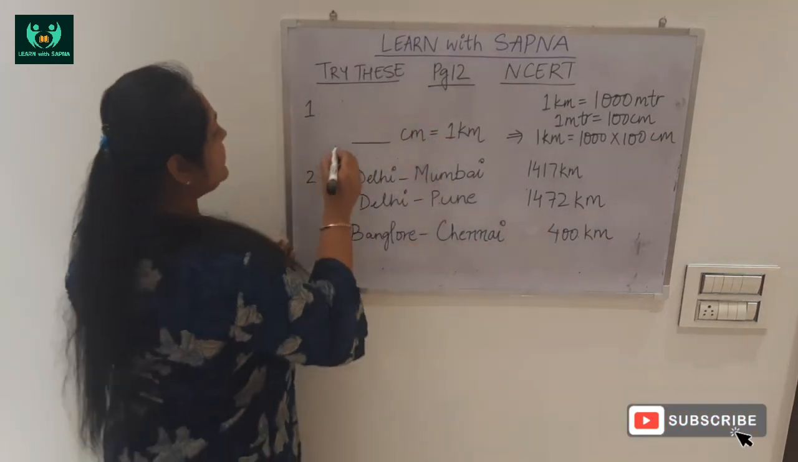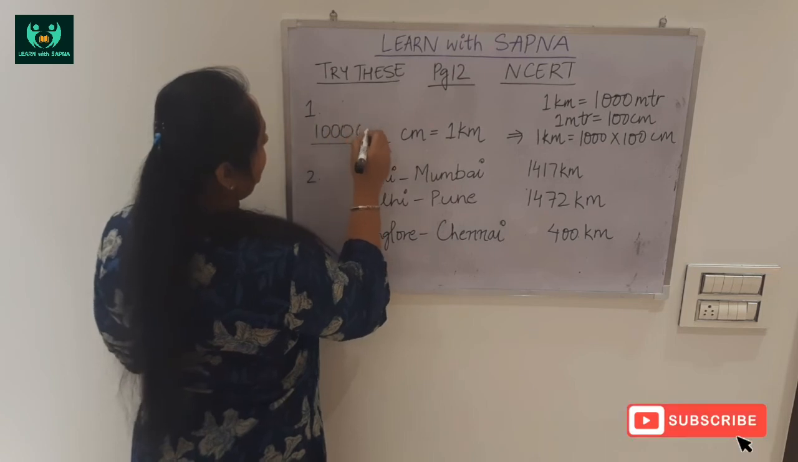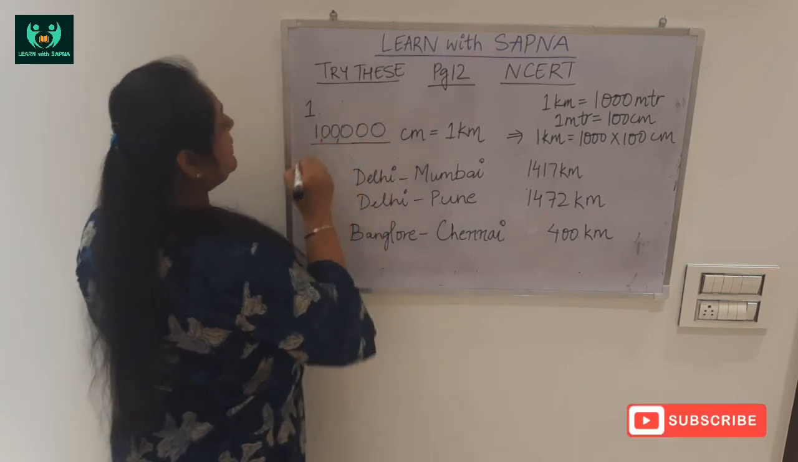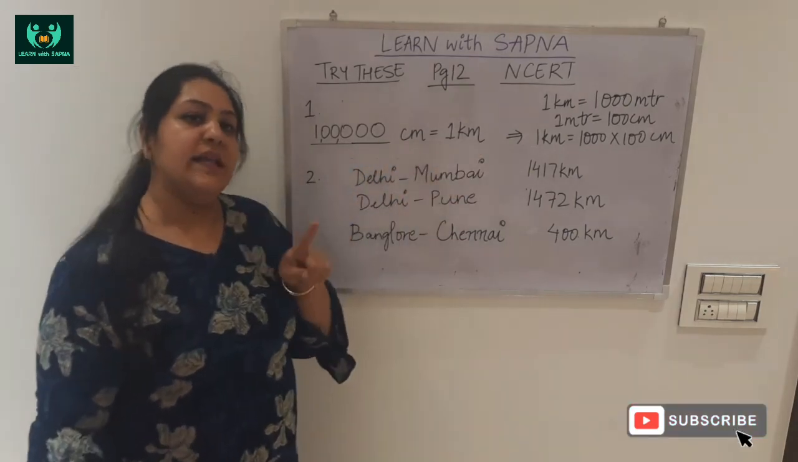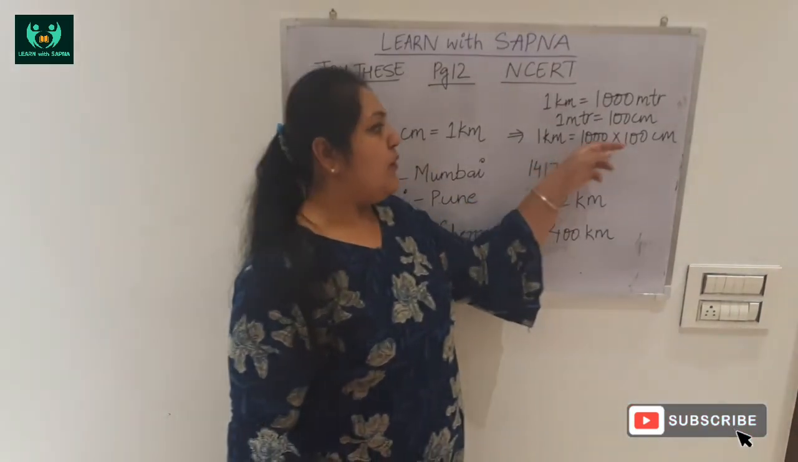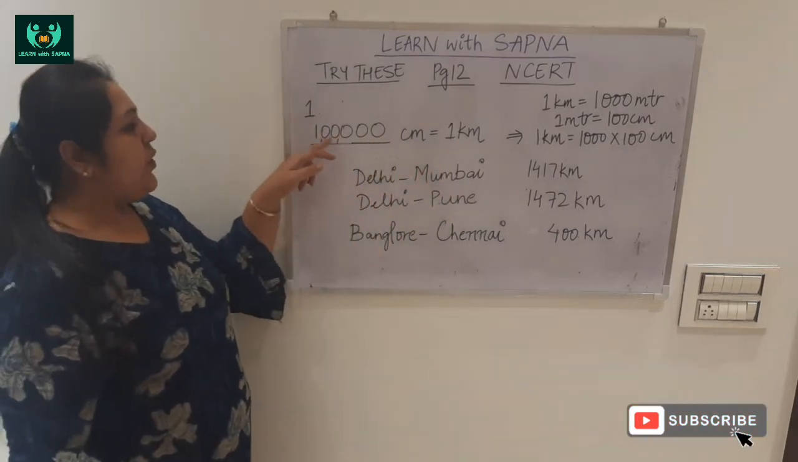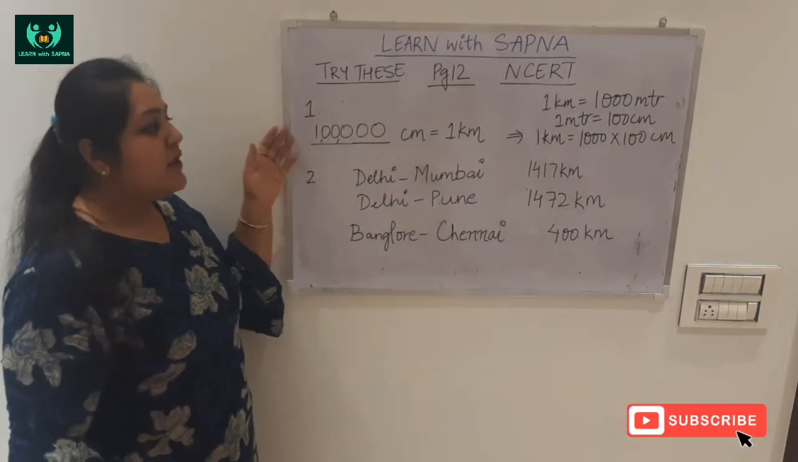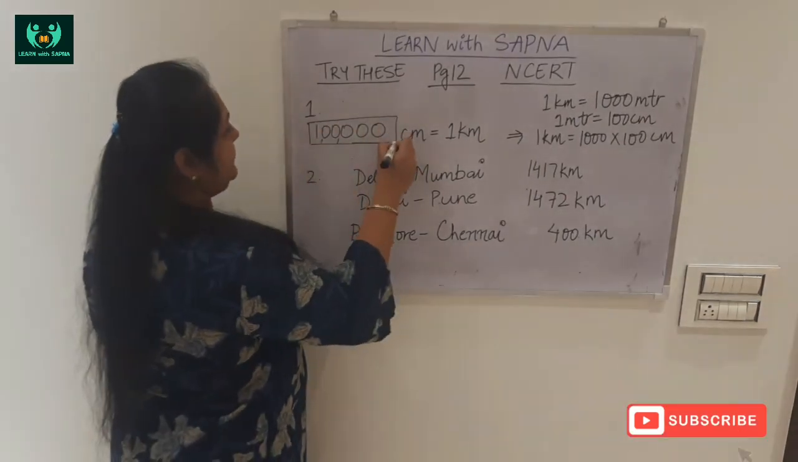So this becomes 1 lakh centimeters makes 1 kilometer. We'll multiply 1000 with 100. We'll get 5 zeros. So 1s, 10s, 100, comma 1000, 10,000, comma lakh. So 1 lakh centimeters make 1 kilometer.